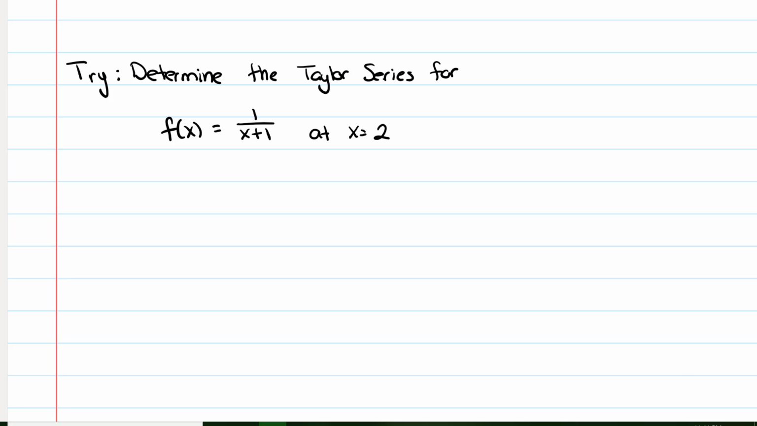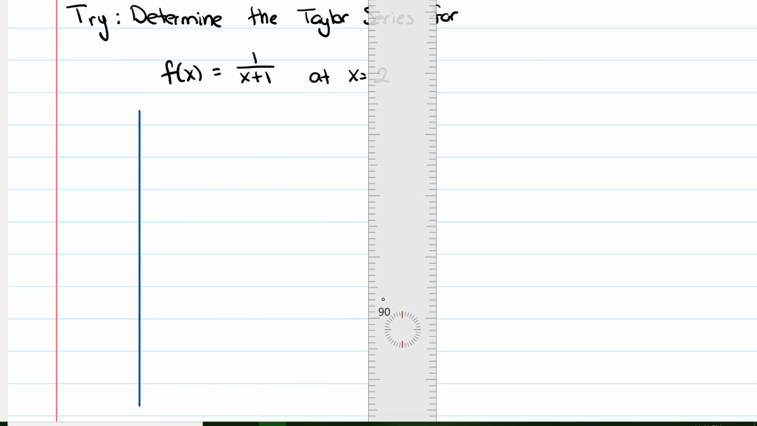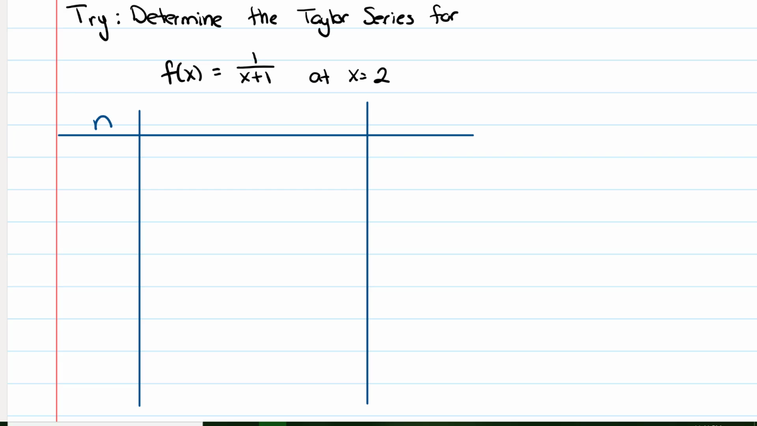All right, so let's give it a try. I'm going to go ahead and make a table for this. So this will be my n. This will be the derivative in terms of x. And this will be the derivative when I plug in 2. Okay, so I'm going to plug in 0 for n, because you always start at 0.